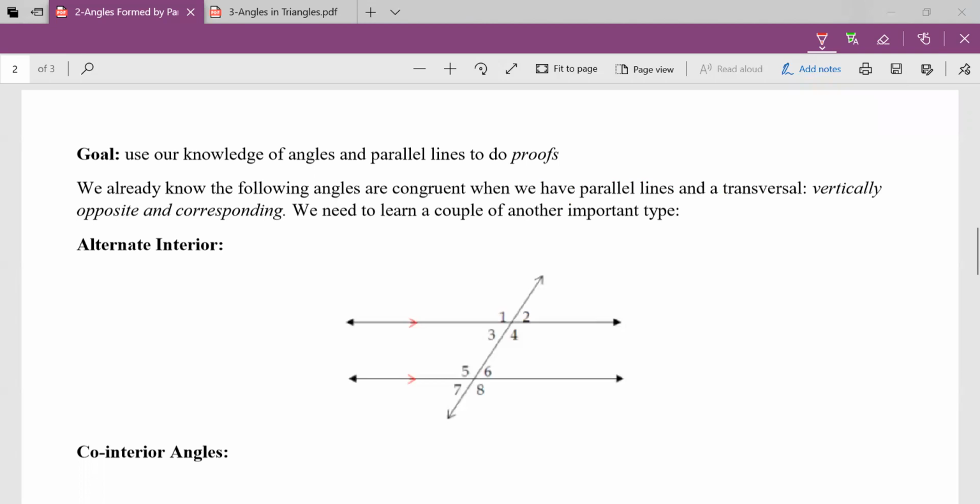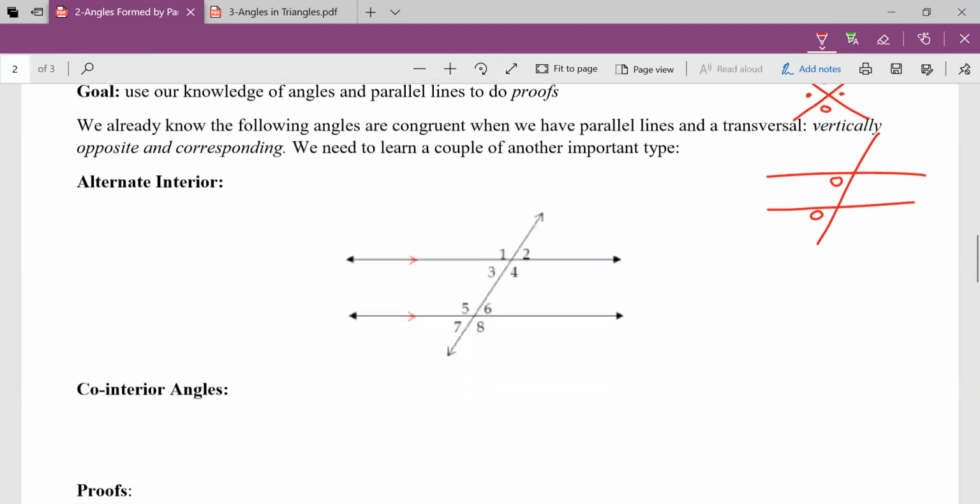So our goal for the unit is to use our knowledge of angles and parallel lines to do proofs, just like we did in reasoning. What we already know is the following angles are congruent when we have parallel lines and a transversal. Vertically opposite: remember, that's when we're looking for our X shape. Those two angles right there are congruent. They're the same, and so are these two. And corresponding: remember, corresponding was one on the interior and one on the exterior.